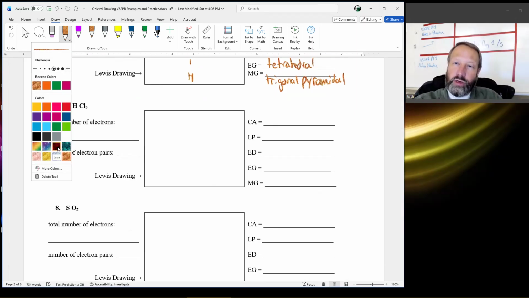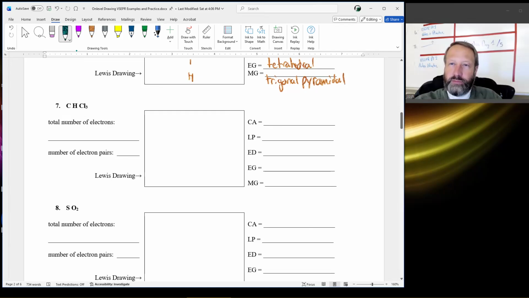Let's try another one. Let's try this bluey, turquoisey thing here. Carbon has 4. Each hydrogen has 1. Each chlorine has 7. And again, I like the visibility of seeing 3 7s because I have 3 chlorines. So let's see, 21, 22, 26. So I need to show 13 pairs.